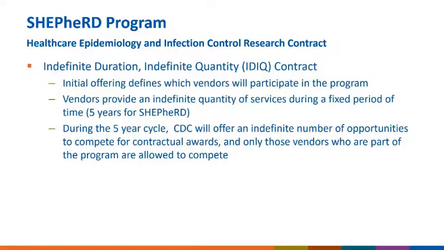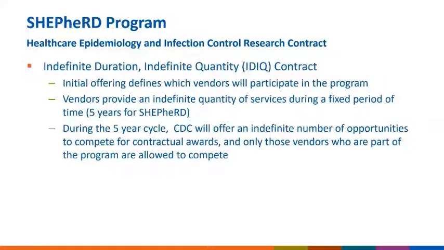So I'll talk a little bit about this next cycle. SHEPheRD is an indefinite duration, indefinite quantity contract. That means the initial offering defines which vendors will participate in the program. So during this 2020 recompete, once awarded in 2021, you'll have the exclusive right, you and other vendors that are awarded, to compete for task orders that are put out under each domain.